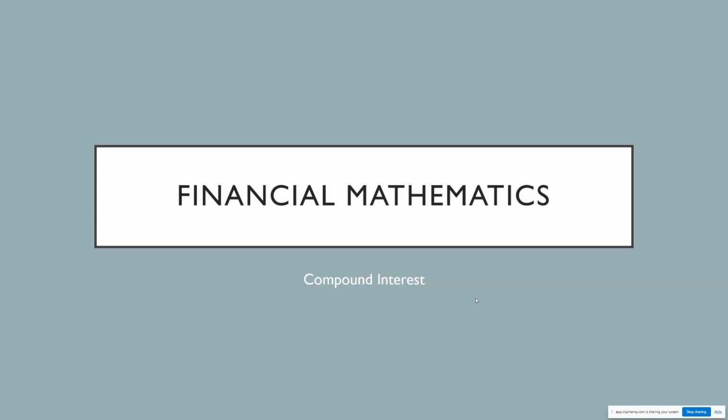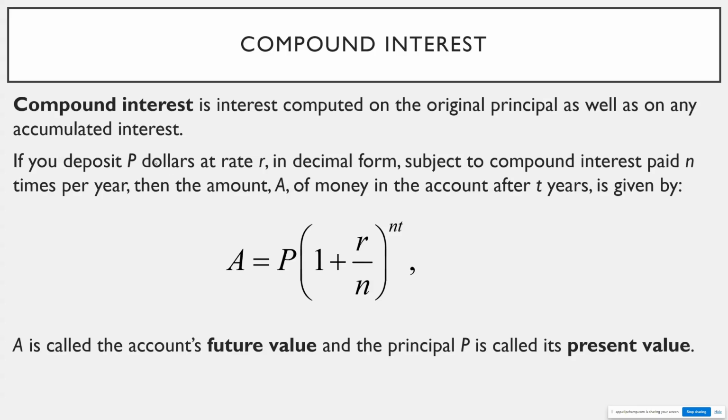In this quick review, we want to talk about another type of interest called compound interest. All right, so what exactly is compound interest? Compound interest is interest computed on the original principal, so either how much you deposit in a bank or how much you're borrowing, as well as on any accumulated interest, so kind of like interest on interest.